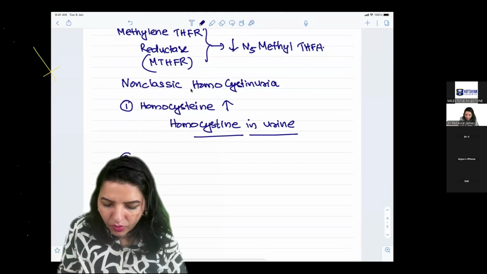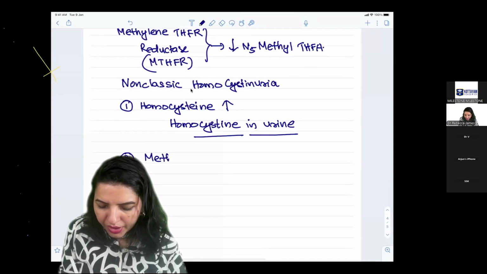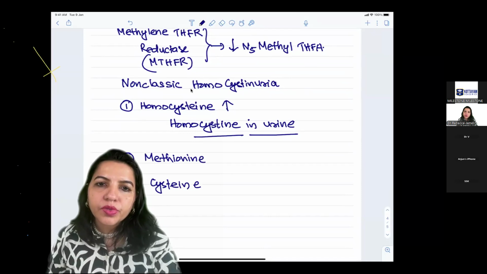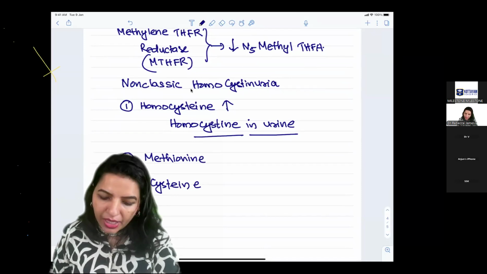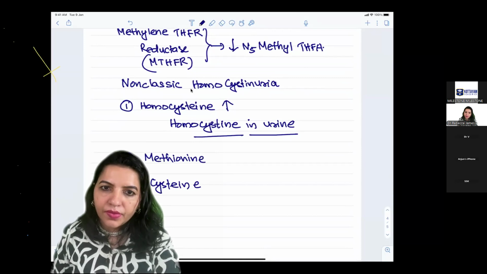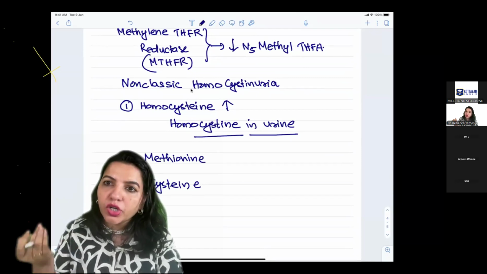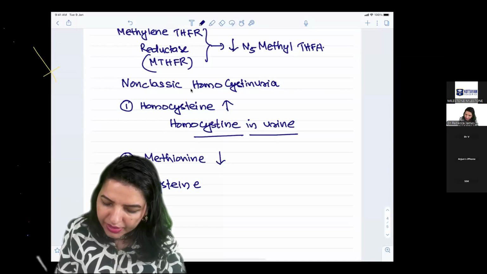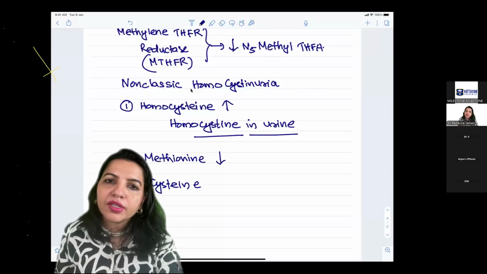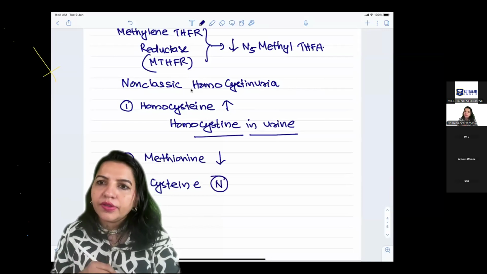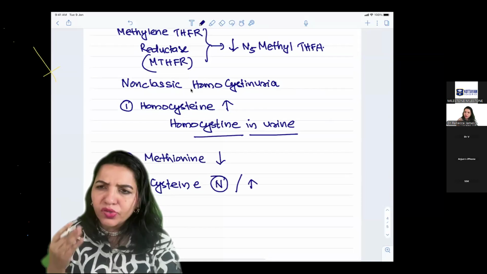Now you tell me what will happen to methionine level. What will happen to methionine level and what will happen to cysteine level? Tell me quickly. Yes, methionine is not being formed, so methionine level is decreased. What about cysteine level? We can write it as normal, or slightly increased also, it is fine.